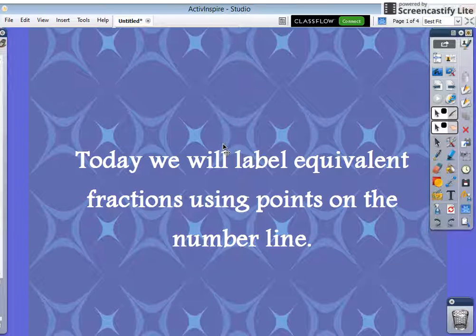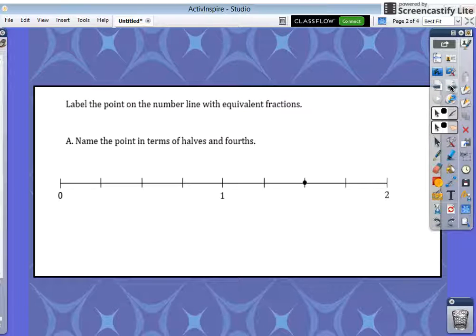If you look at this number line, you can see that it is partitioned into whole numbers: 0, 1, and then 2. But the directions say label the point on the number line with the equivalent fractions. You need to name the point in terms of halves and fourths. So that's what I'm going to show you how to do today.